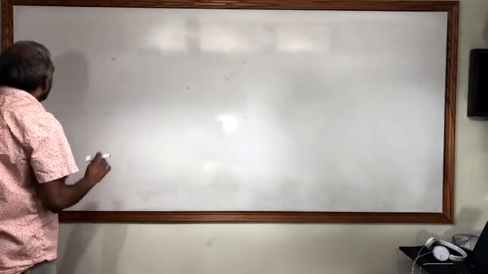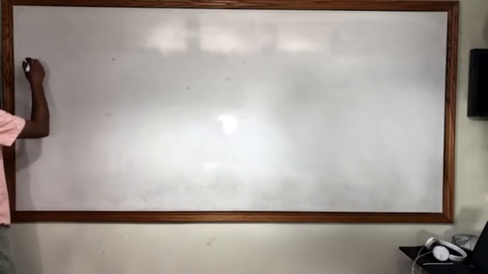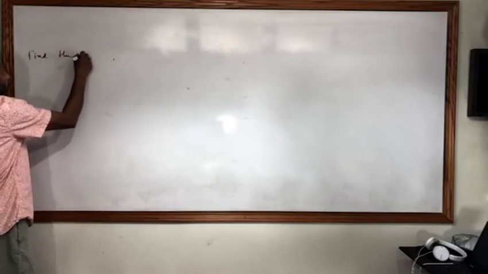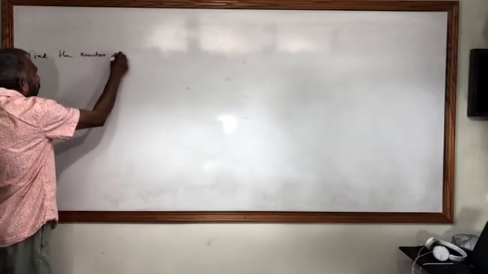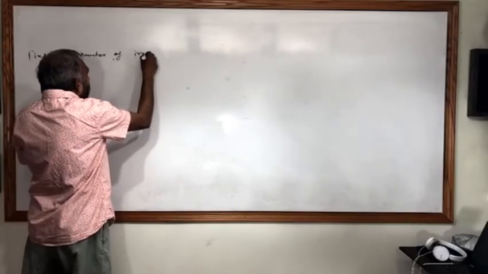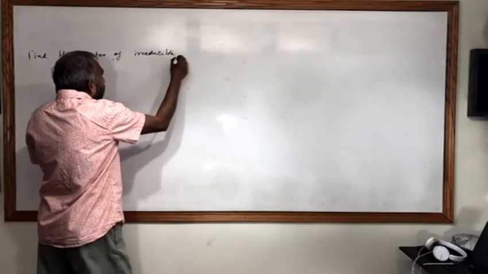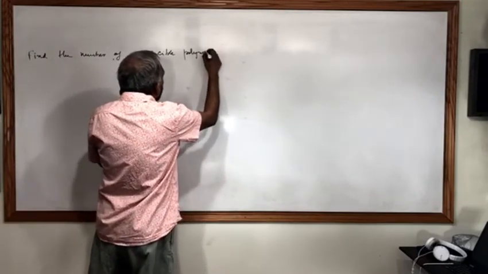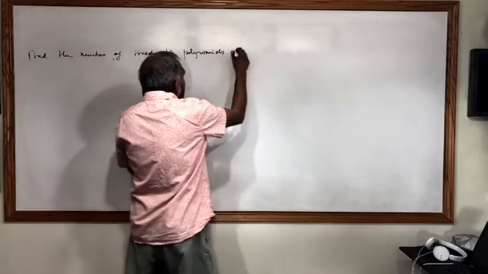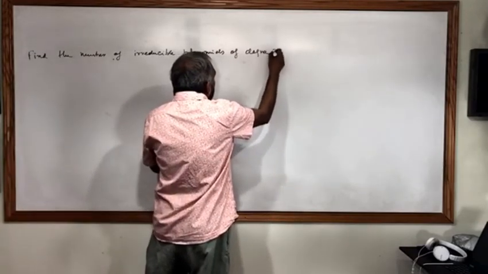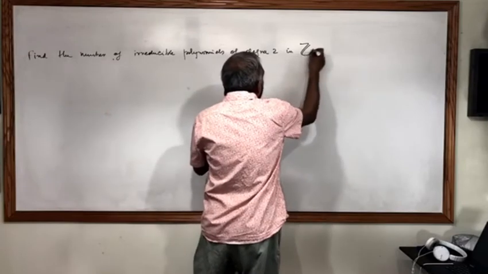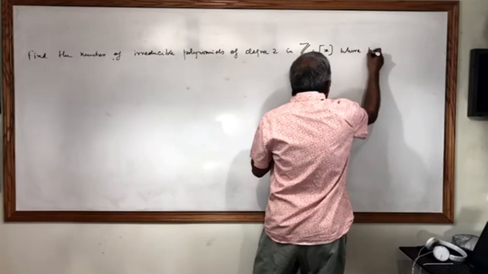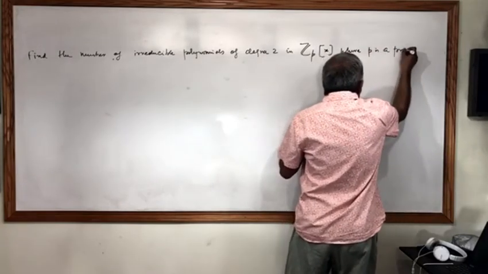We will do one more problem using this result. Find the number of irreducible polynomials of degree 2 in Zp of x, where p is a prime.